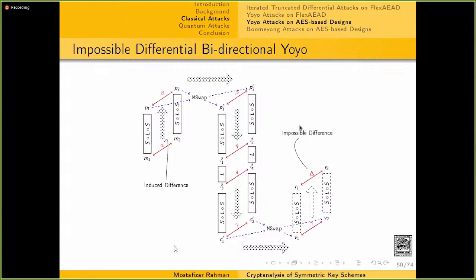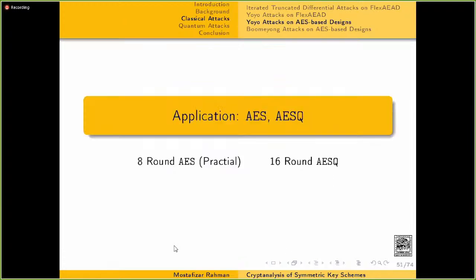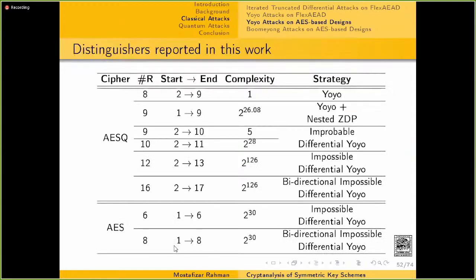And we apply this strategy on AES and ASK permutation, and we reported an 8-round AES distinguisher in the non-Q model, and we have also reported a 16-round ASK distinguisher. And these are the distinguishers that have been reported in this work. So there are 6 distinguishers for the ASK permutation and 2 distinguishers for the AES in the non-Q model.